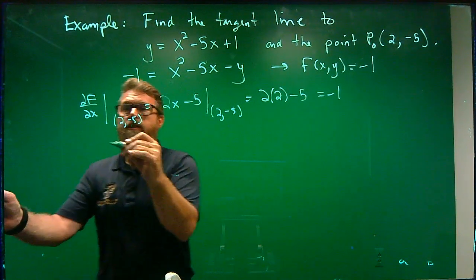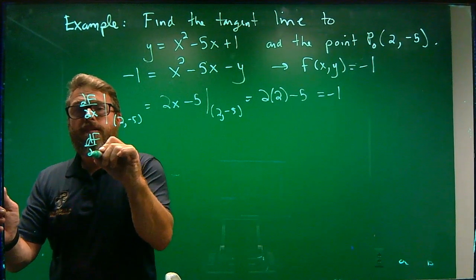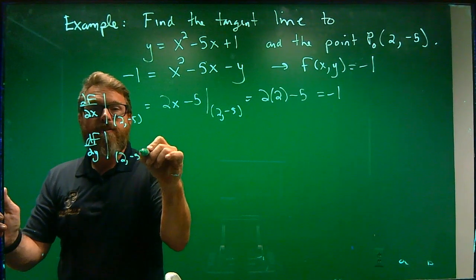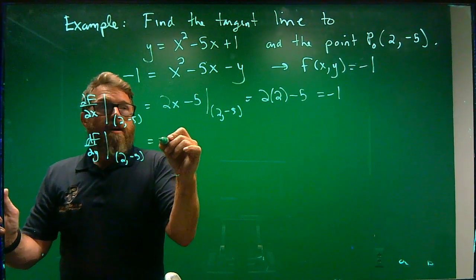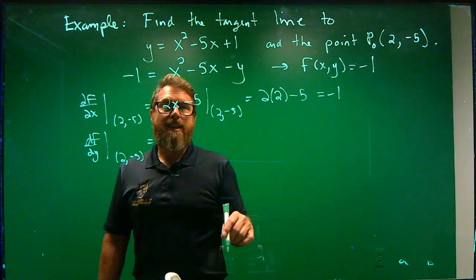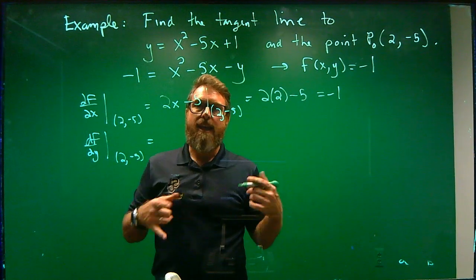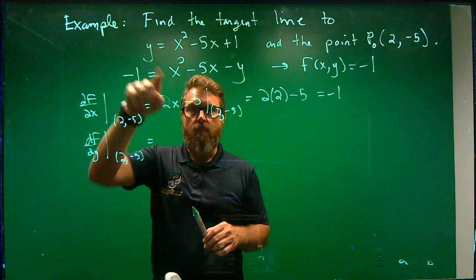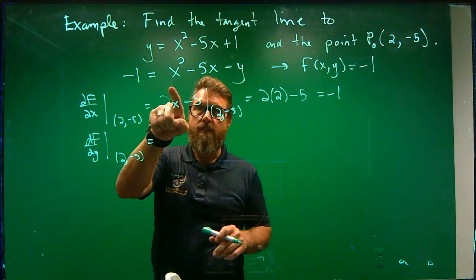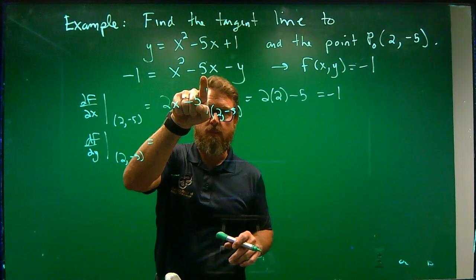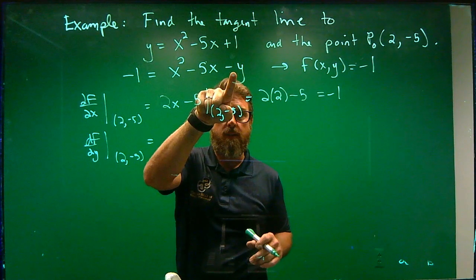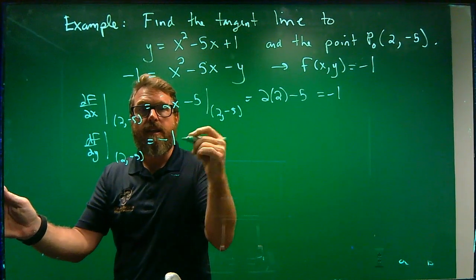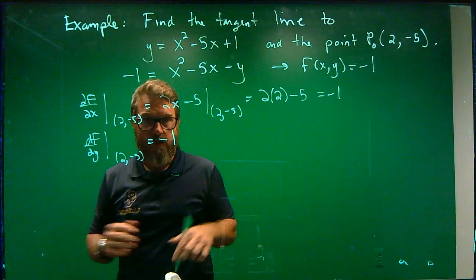Now, we also have to do df/dy evaluated at (2, -5). What we'll notice is, since this was an explicit equation solved for y, you could have isolated y all by itself. So the derivatives of these other pieces will just be 0 with respect to y. The derivative of this with respect to y is just going to be negative 1 regardless of the point, so evaluated at that point, it's still just negative 1.